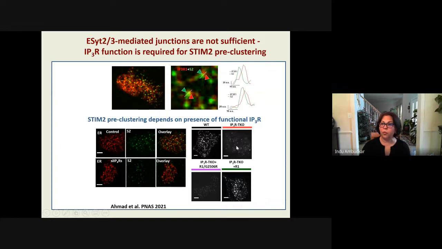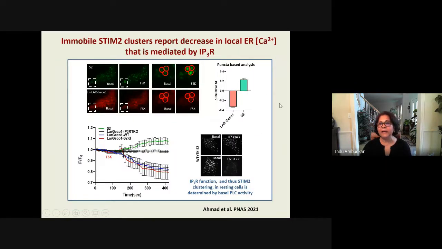Is there a functional requirement for IP3 receptors? Yes, because if we use a gating deficient mutant of IP3 receptors, we don't see the clustering. However, if we put the wild-type IP3 receptor type 1 back into the cells, we can recover the clustering. So this pre-clustering of STIM2 is absolutely dependent on the presence of functional IP3 receptors. So what exactly are they doing? If it's functional, then it has to be related to the local decrease of calcium within that ER calcium pool. To examine this, Moaz used ER-GECO, an ER calcium sensor.